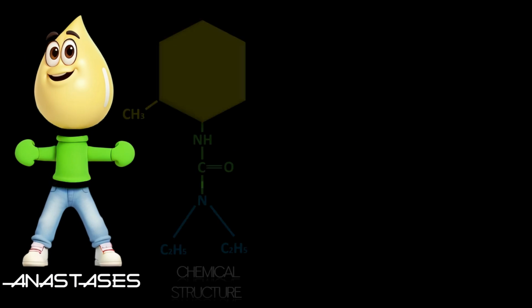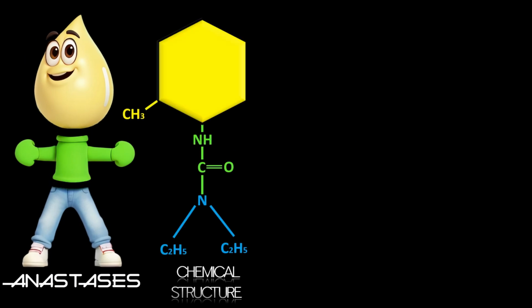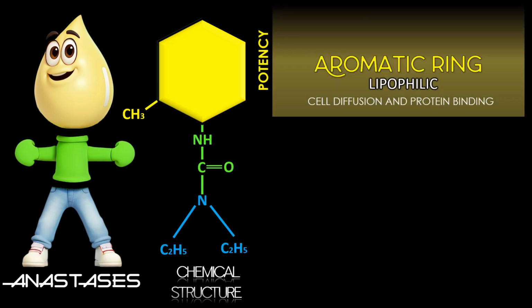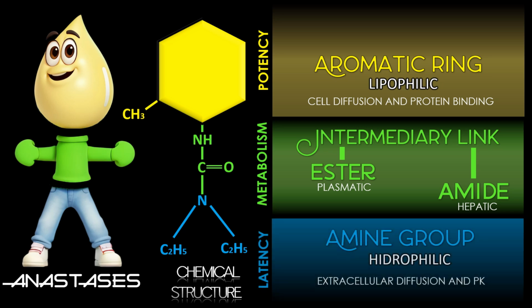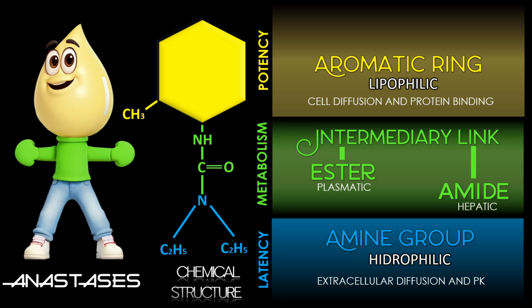Chemically, each of these molecules consists of an aromatic ring. It is fat-soluble and will therefore determine the intracellular diffusion and its binding to proteins, its potency. An intermediary link gives the name to the family to which the local anesthetic belongs, ester or amide. Esters are metabolized in the liver and amides by plasma esterases, and an amine group, a tertiary amine hydrophilic, will determine the extracellular diffusion of the drug and its pK, and thus its latency.